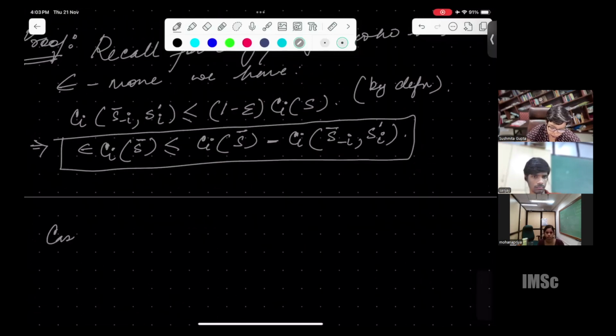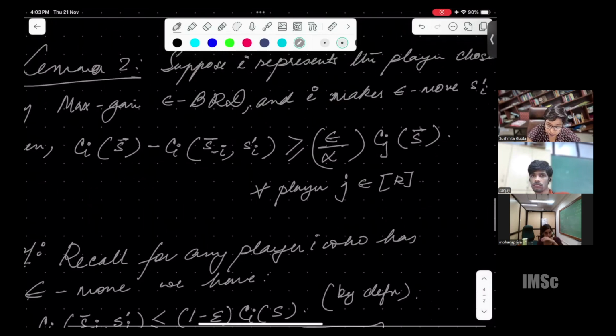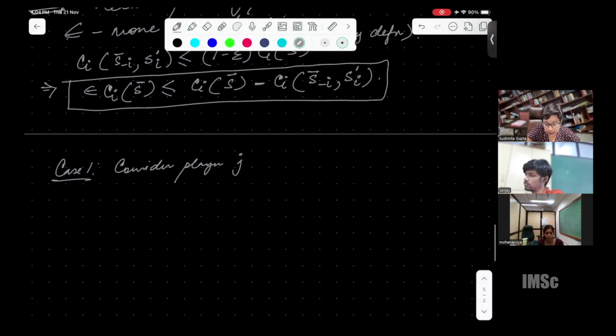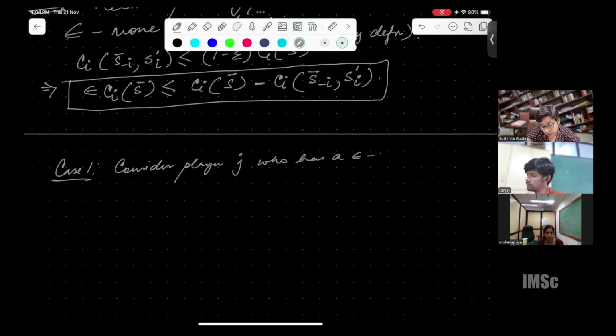so let's say case one, consider player J. So I'm proving this lemma for all players. All I'm doing is categorizing the player in terms of, do you have an epsilon move or you don't have an epsilon move? That's it, okay? So consider player J who has an epsilon move. Therefore, this thing holds.